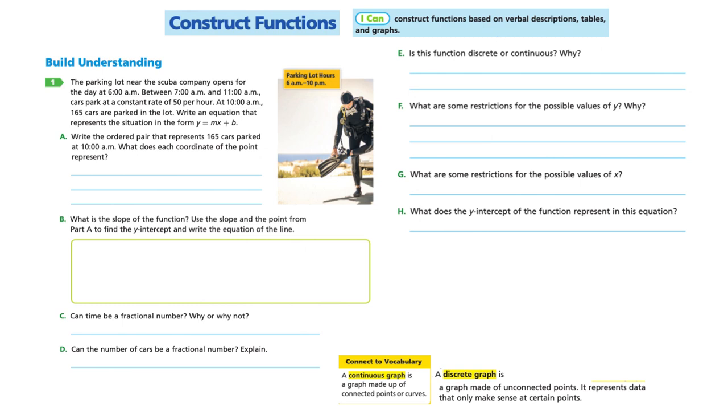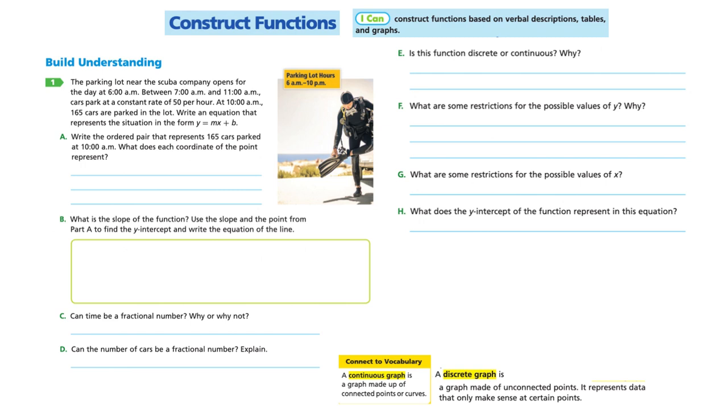The parking lot near the Scuba Company opens for the day at 6 a.m. Between 7 a.m. and 11 a.m., cars park at a constant rate of 50 per hour. At 10 a.m., 165 cars are parked in the lot. Write an equation that represents the situation in the form y equals mx plus b. So that's your actual assignment, but they're going to help you and take you step by step.